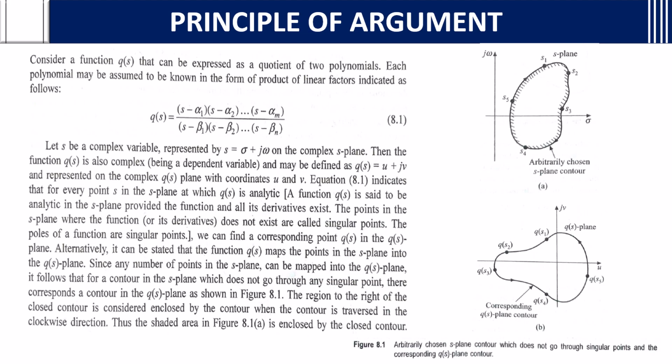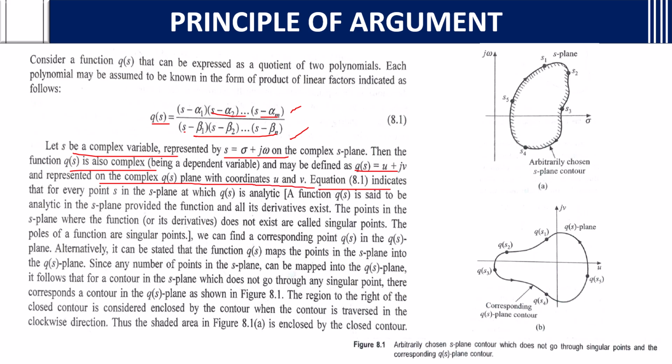Consider a function Q(s) that can be expressed in the form of 2 polynomials, and this can be represented as Q(s) = (s - α1)(s - α2)...(s - αm) over (s - β1)...(s - βn). So s is a complex variable which can be written in this way. Then Q(s) is also complex, so it can be written as u + jv and represented on the complex Q(s) plane with coordinates u and v.